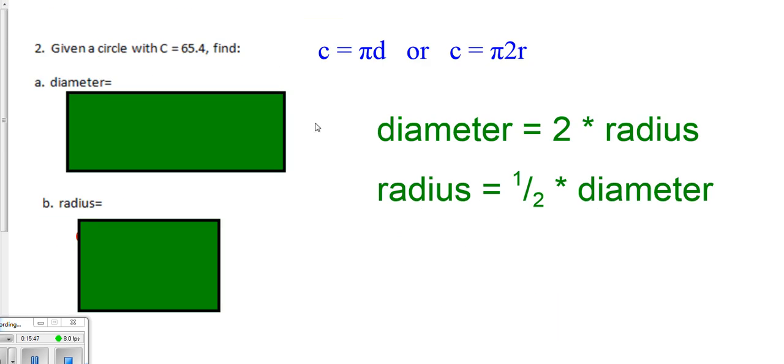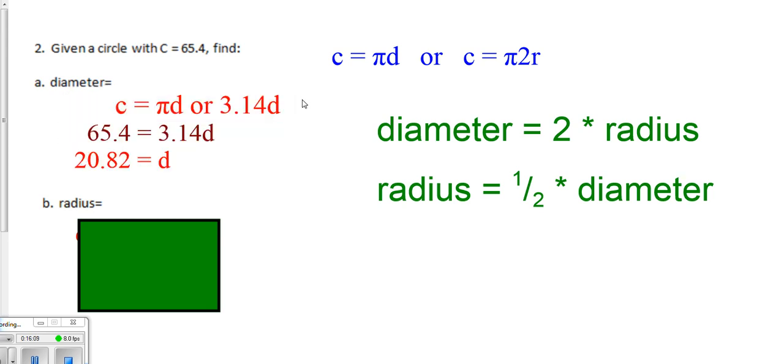Another example here. Given a circle with the circumference being 65.4, find the diameter, then find the radius. A couple things to remember. Here are the circumference formulas. Remember, we can always use those. Also, a diameter equals 2 times the radius, or the radius equals 1/2 of the diameter.